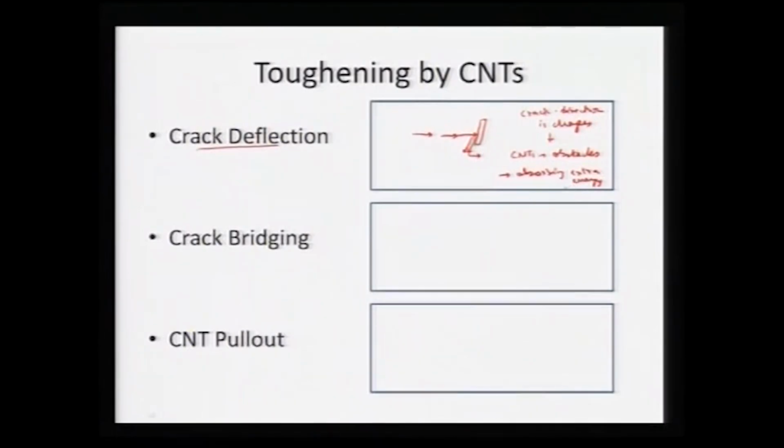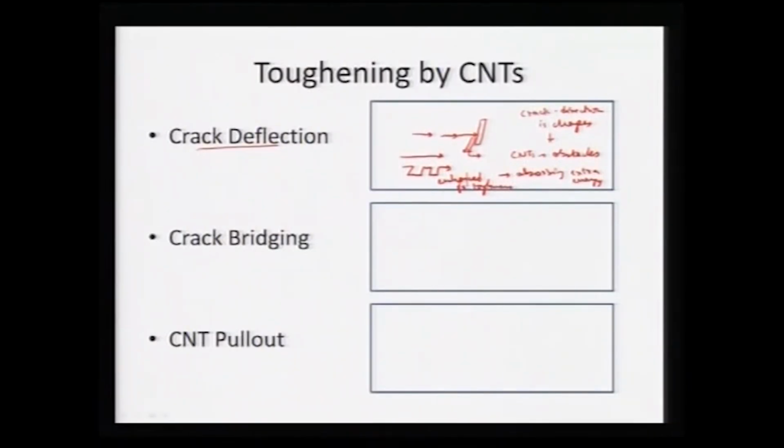That gives rise to crack deflection, and the crack will not really propagate through them because of their high modulus and high strength. So, it will not be able to fracture carbon nanotubes right now. So, in that case, we can achieve crack deflection. Instead of the crack propagating straight, it now has a contoured path, and that results in the enhancement of the fracture toughness, enhanced fracture toughness.